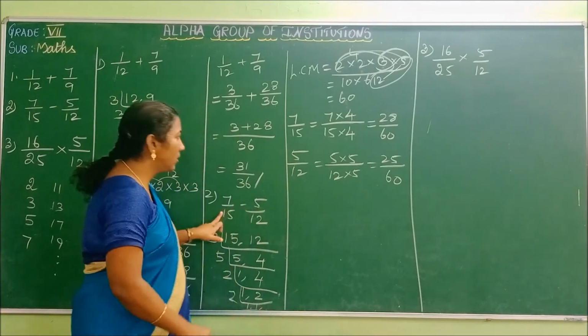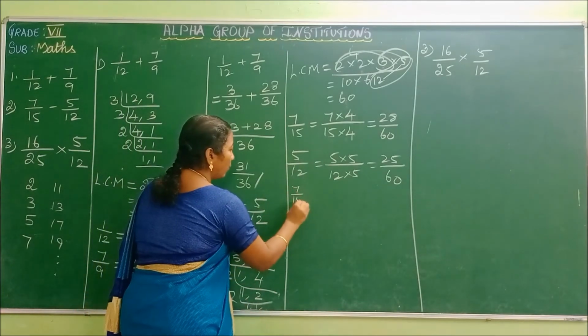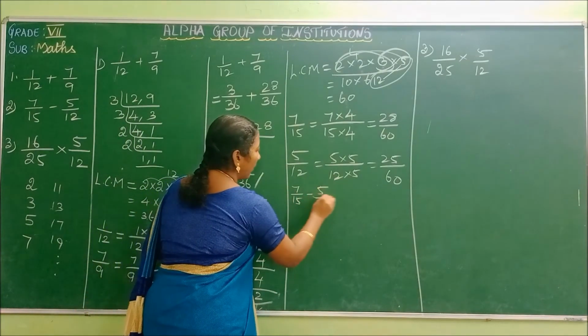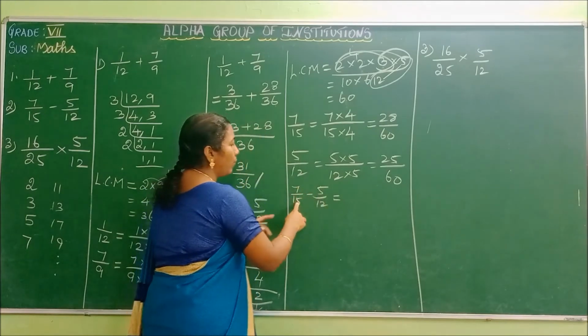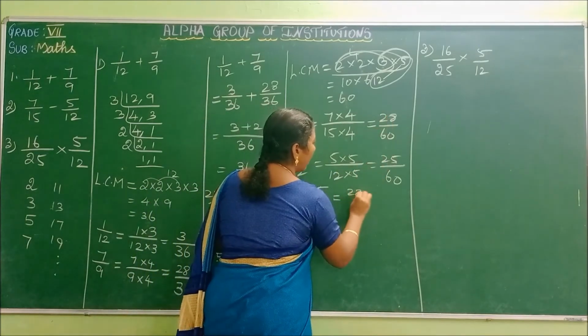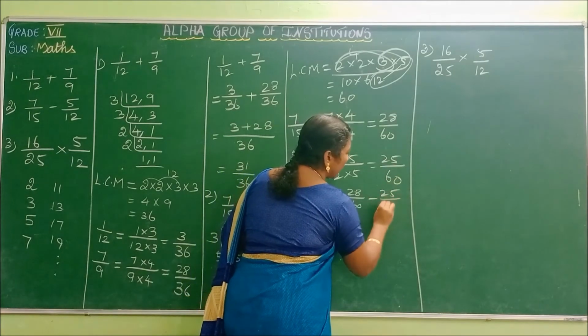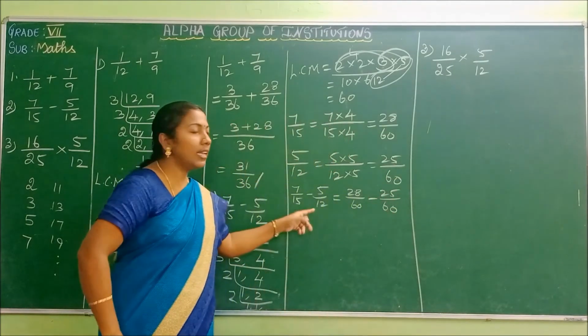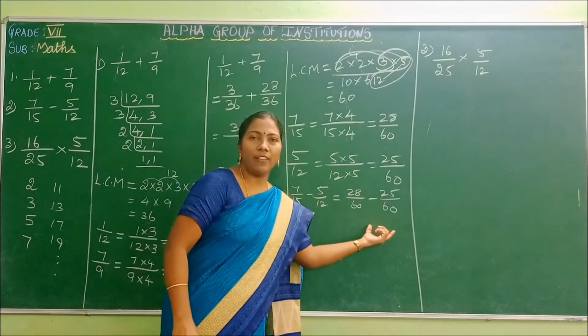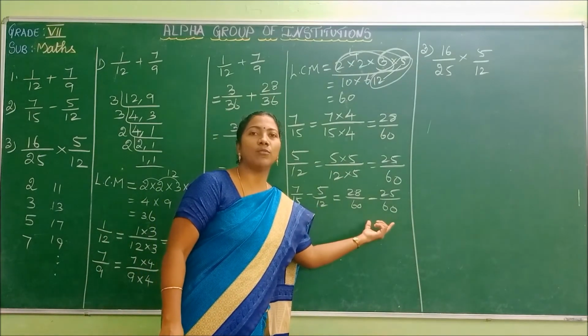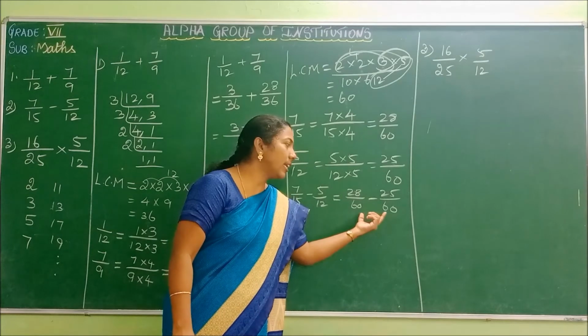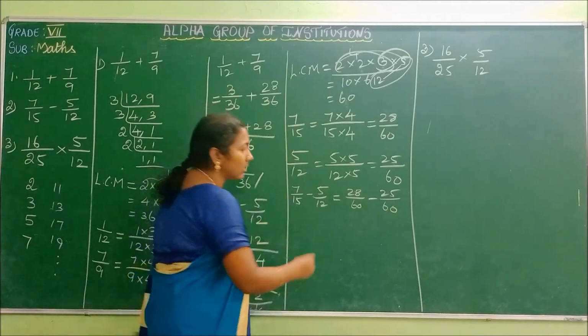Once again write the question, children. What is the question? 7 by 15 minus 5 by 12. So 7 by 15 can be written as 28 by 60, minus 5 by 12 can be written as 25 by 60. See, thus we have converted the unlike fractions into like fractions by taking the LCM of their denominators. Now we can easily subtract these two fractions.